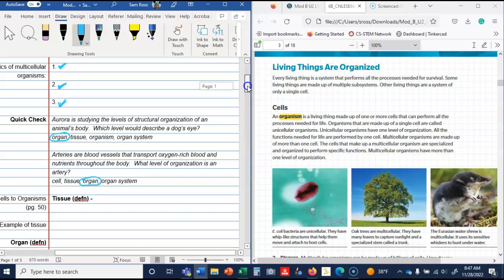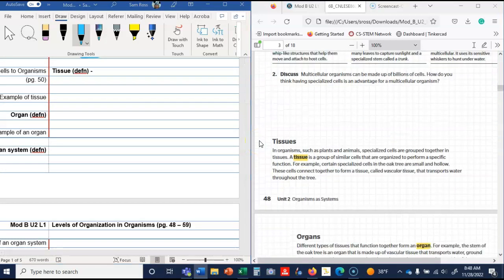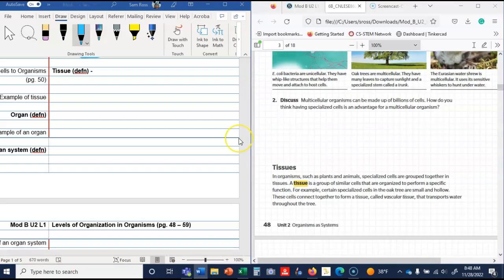So let's keep going. So we need to move to page 50. So I believe this is, no we don't, it's right there. Okay, this should be 48 because it's right there.